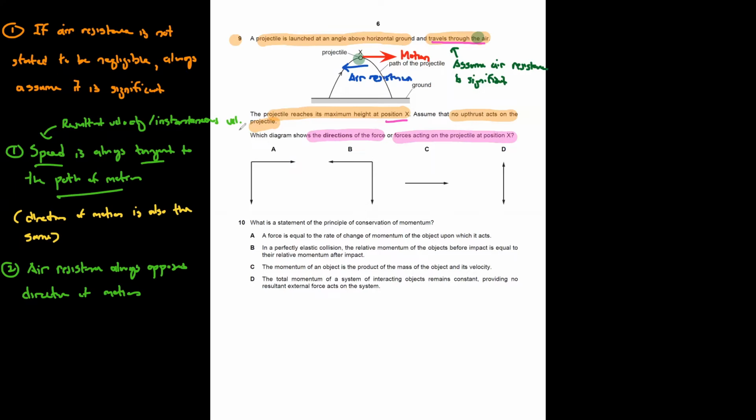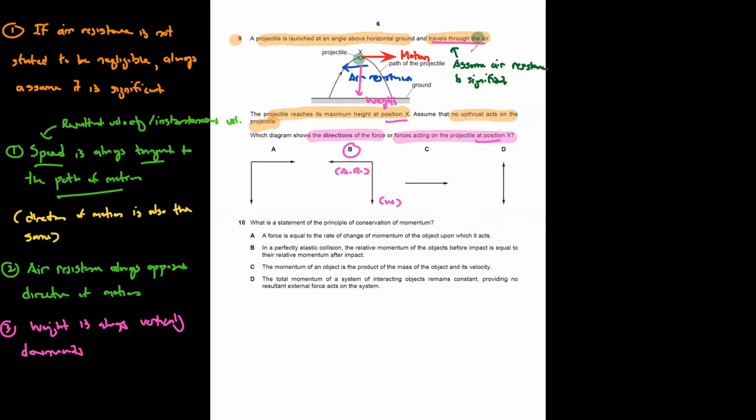Okay. And at the same time, there's also another force here acting on your object. That is actually your weight W. And you also have your weight. So weight is always vertically downwards. Okay, this one, no exceptions, always vertically downwards. So in your case, the forces acting on the projectile at position X are obviously going to be B. This one is your air resistance. This one is your weight. Okay. So that one is for this one.